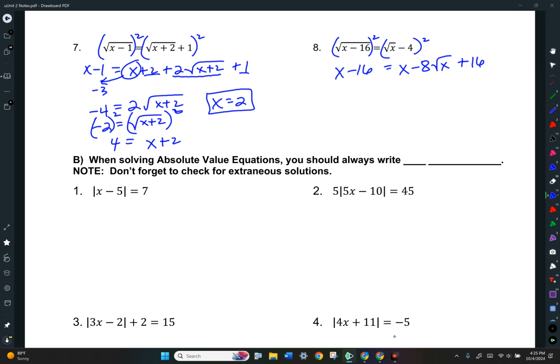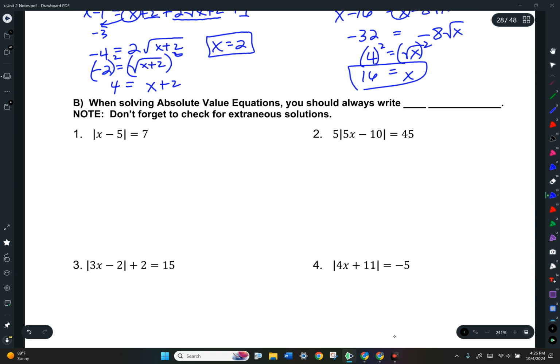Okay, so I'll leave the negative 8 square root of x over there. If I move this x over and subtract it, it's just going to cancel. And if I subtract the 16, I'm going to get negative 32. So I'm going to go ahead and divide by 8. So positive 4 equals the square root of x. And so if I square both sides, I'm going to have x equals 16. Okay? So that was solving square root problems.